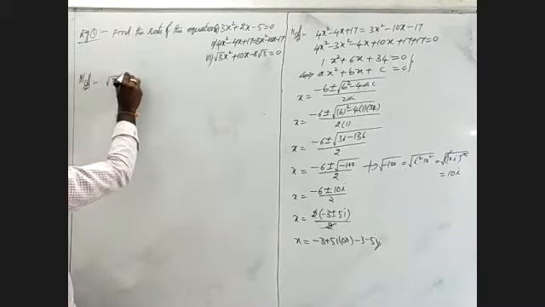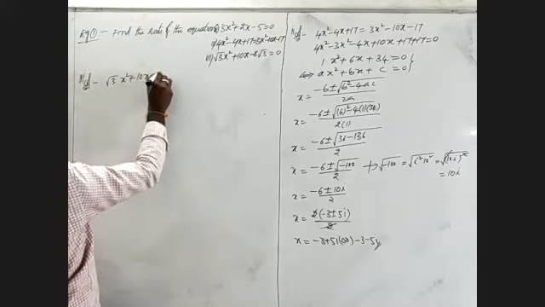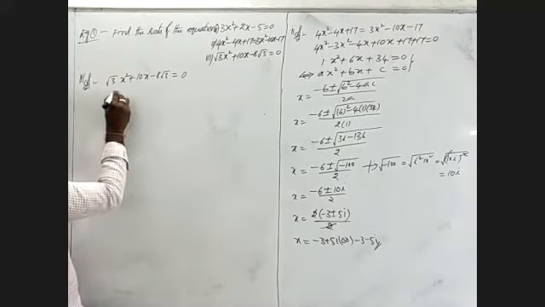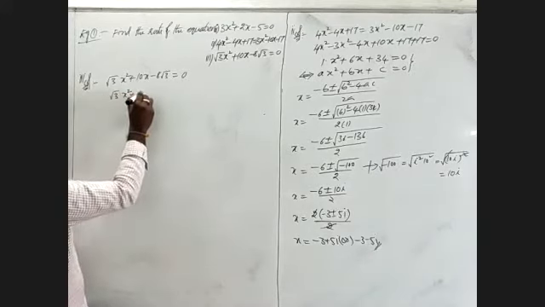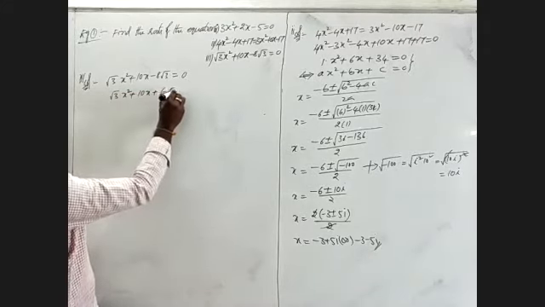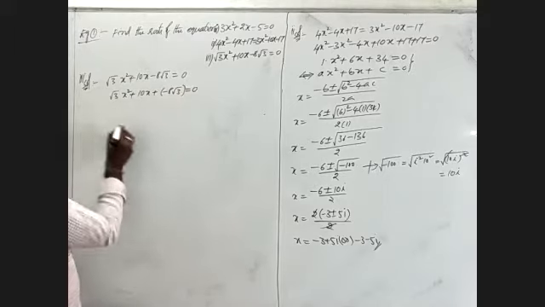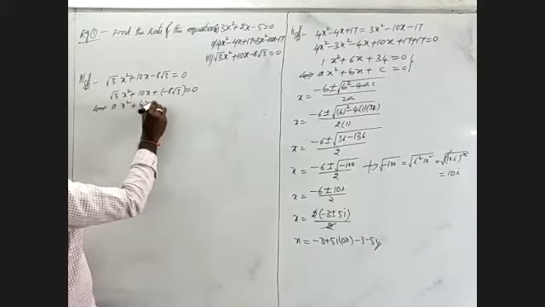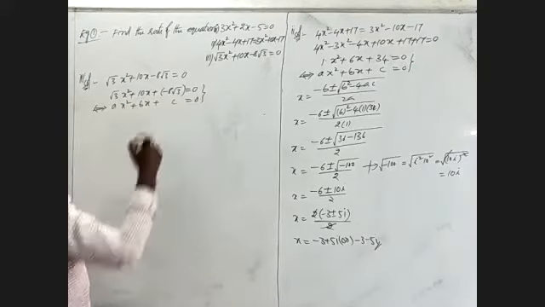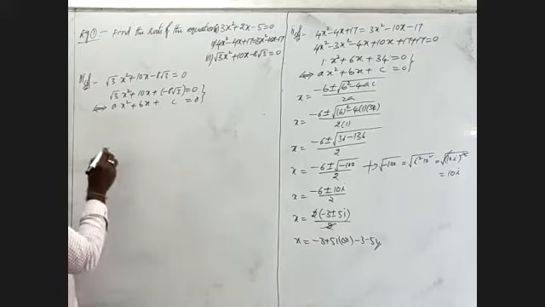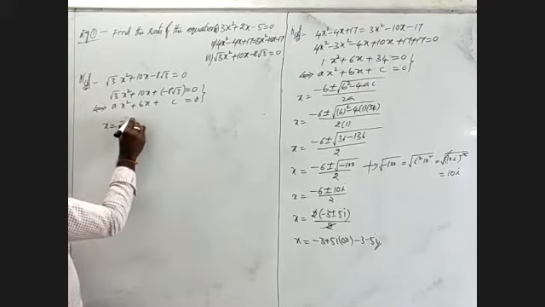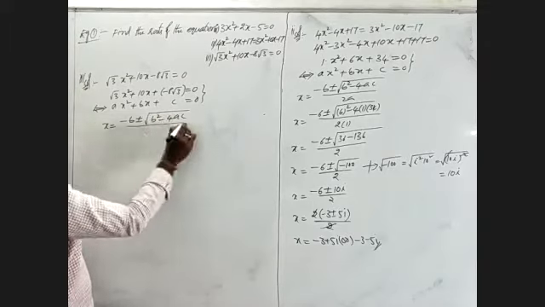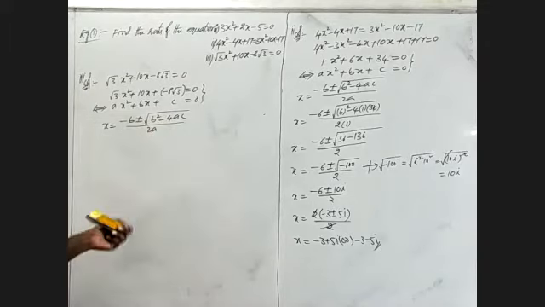The equation is √3x² + 10x - 8√3 = 0. The given equation can be written as √3x² + 10x + (-8√3) = 0. Compare with ax² + bx + c = 0, we know the values of a, b, c. After that we will write the formula x = (-b ± √(b² - 4ac)) / 2a and apply their values.